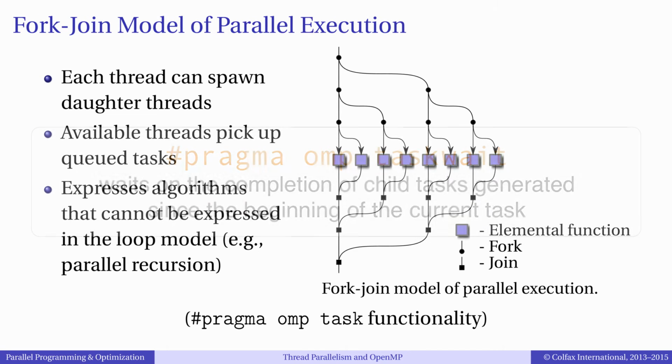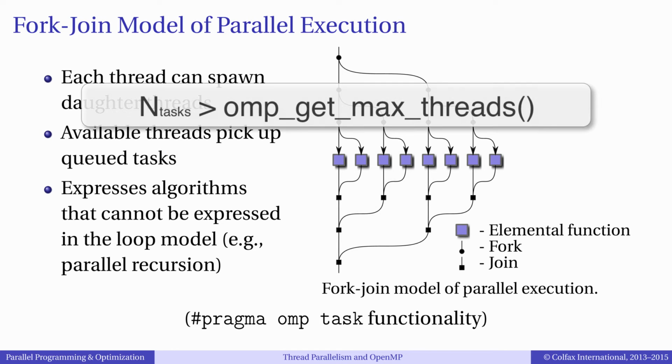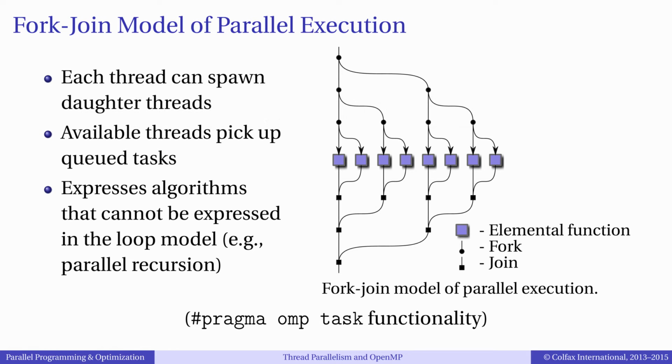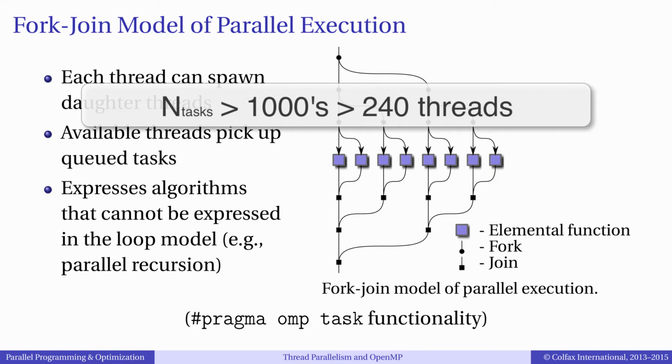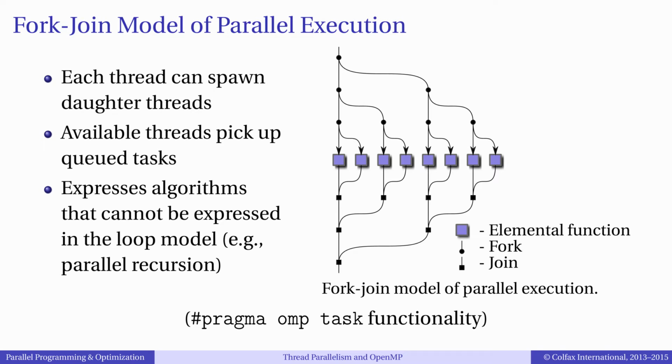Good parallel algorithms will have at least as many tasks as there are available threads, preferably much more. For example, on an Intel Xeon Phi coprocessor with 240 threads, we should aim to have hundreds or thousands of tasks. This will not oversubscribe the system. OpenMP will make sure that no more threads are executing at a given time than there are available in the system.